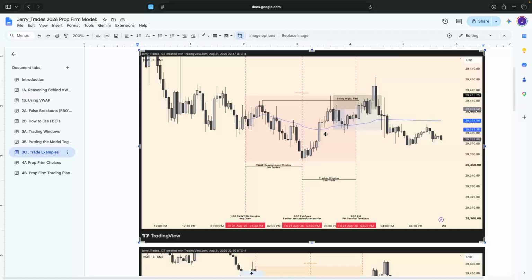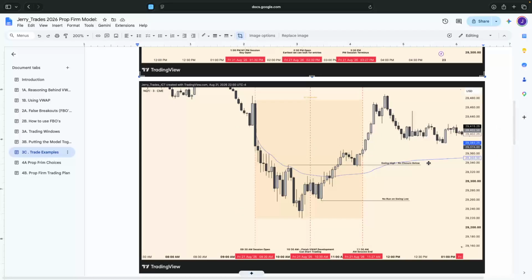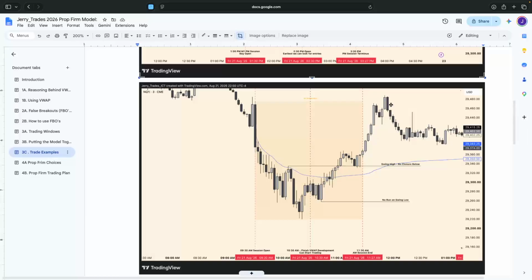So after that, no rule trades, right? Trade session ends. Next trade, as you can see, this is one of the days where we have a very strong trend, right? And this is where you get protected, right? With the swing highs and swing lows that have to be formed inside the session, right?